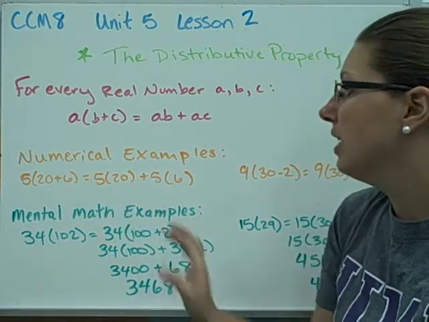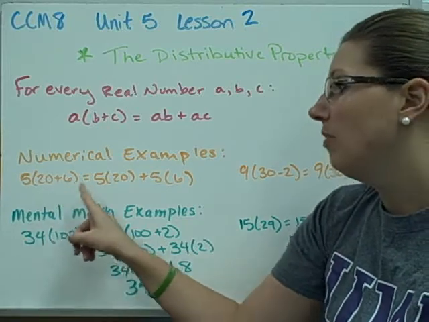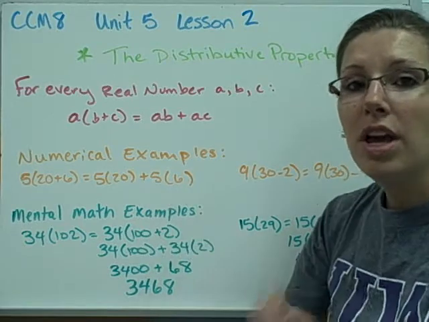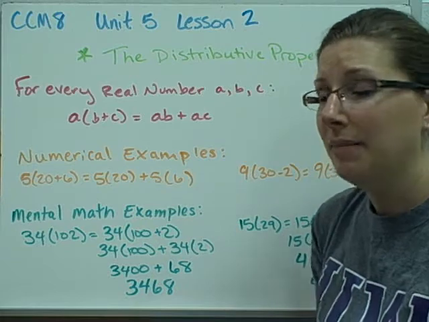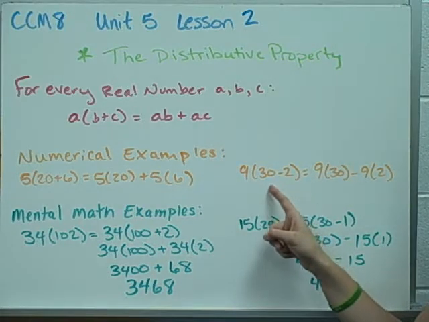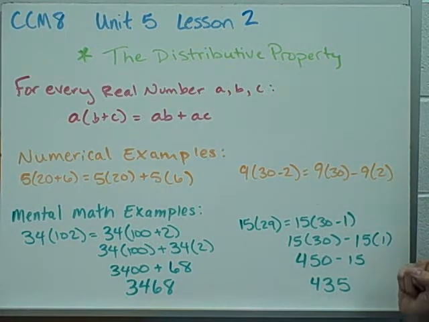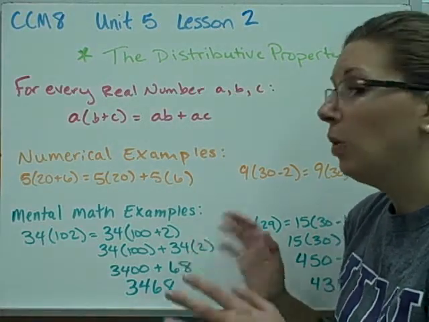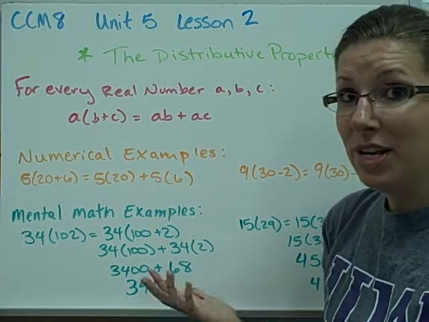A numerical example would be as so. If you had 5 times the quantity of 20 plus 6, you do 5 times 20 plus 5 times 6. And of course, you would finish out the problem using order of operations, multiplying first, then adding. Another example was subtraction. 9 times the quantity of 30 take away 2 would be 9 times 30 minus 9 times 2.